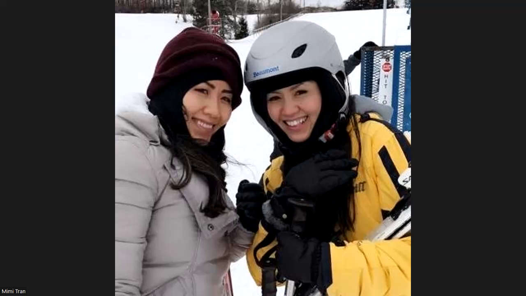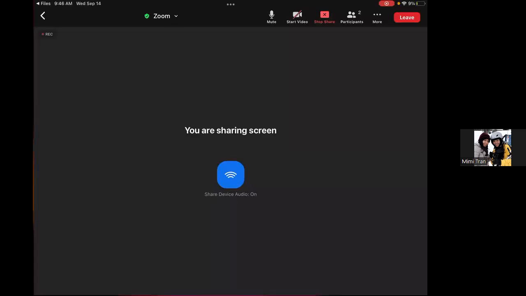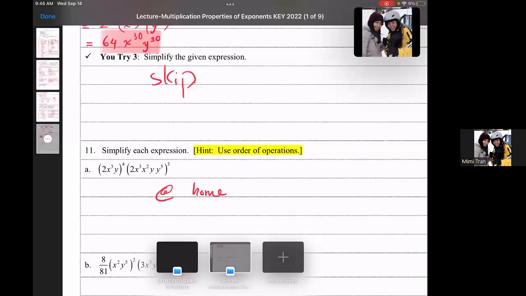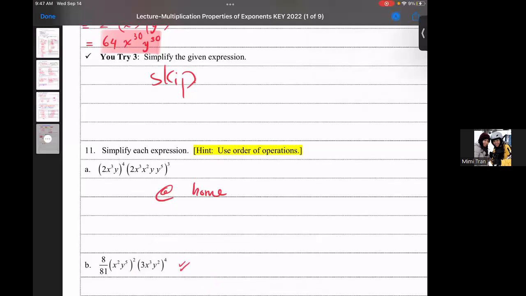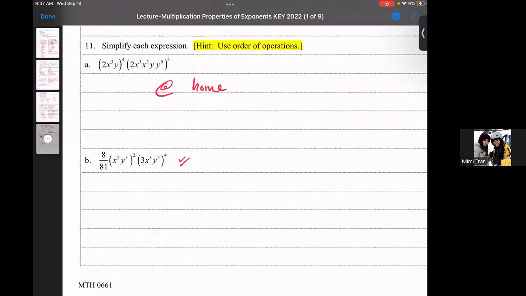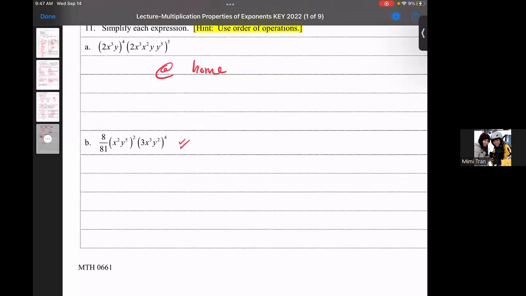11B. We're doing this one. Oh, sorry, it's not sharing. If people watch it at home, you can just skip this part, when you watch it at home.